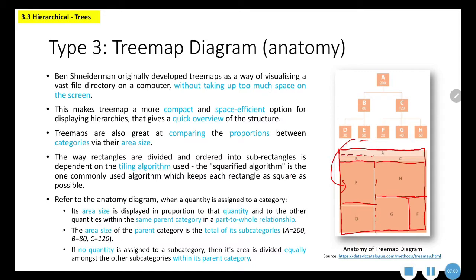So the area size of the parent category is the total of its subcategories. A equals 200, B equals 80, and C equals 120. If no quantity is assigned to a subcategory, then its area is divided equally amongst the other subcategories within its parent category. That means if there is no quantity mentioned, the algorithm will divide the area equally amongst the other subcategories within the same parent.